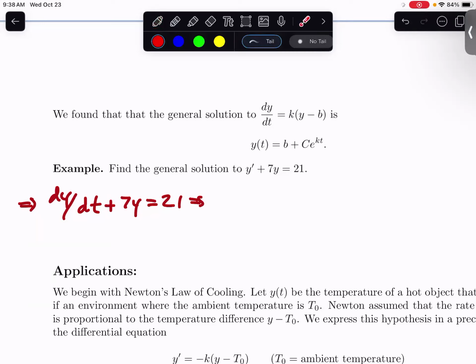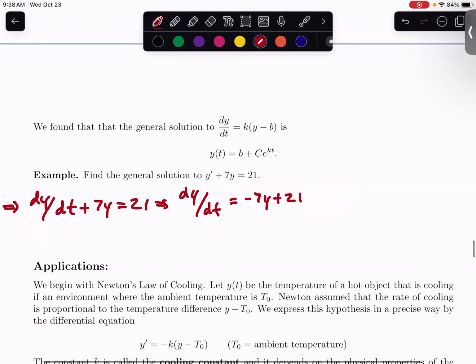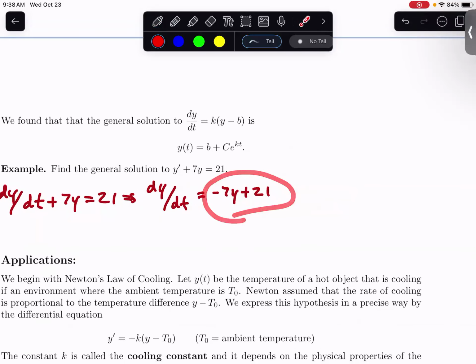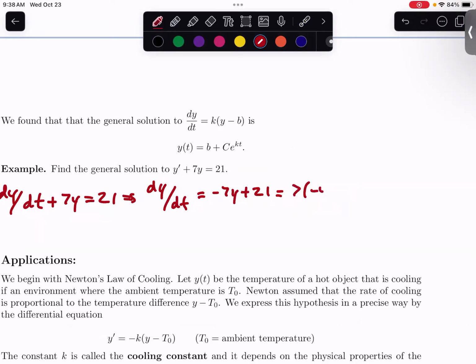The difficulty would be if you multiplied everything through by dt in the beginning, you have 7y dt, which is going to mess things up. So you can't integrate right away, even though we have a dy and a y on the same side of the equation. So we'll subtract 7y from both sides. We have dy/dt is equal to minus 7y plus 21. And now we can factor out a 7 from this, so this is the same thing as 7 times (minus y plus 3).